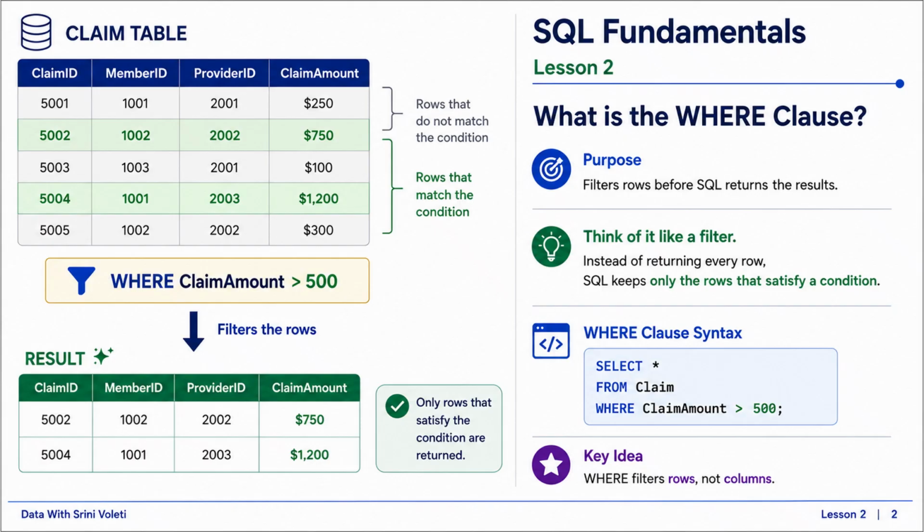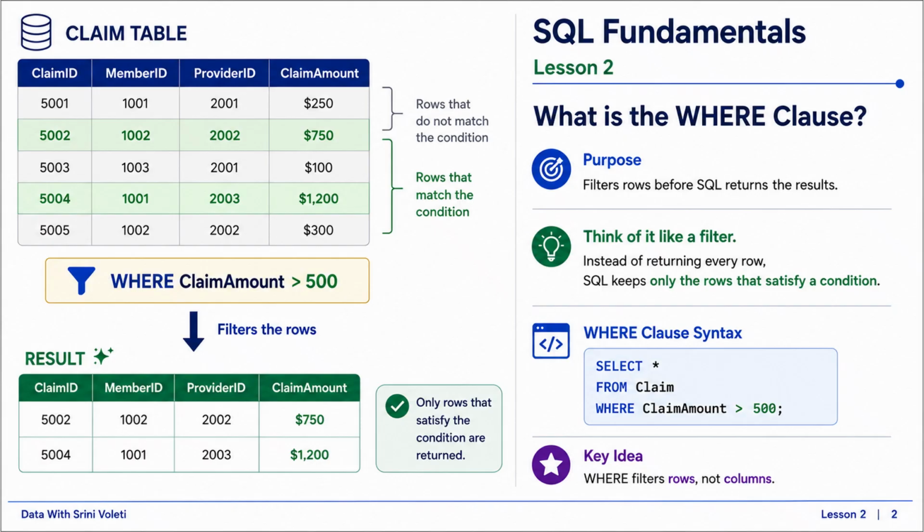This is why I'd like you to think of the where clause as a filter. Imagine you're pouring water through a coffee filter. The filter allows only certain things to pass through, while everything else stays behind. The where clause works the same way. Only the rows that satisfy your condition make it into the funnel and the final result set. Now let us look at the SQL statement itself. Notice that the where clause comes after the from clause. First we tell SQL which table to search, then we tell SQL which rows we want to keep.